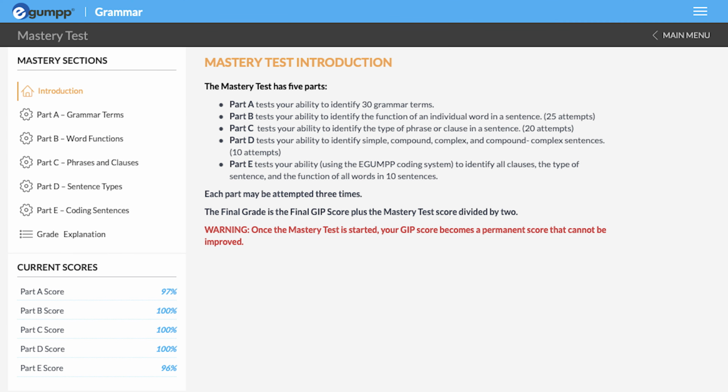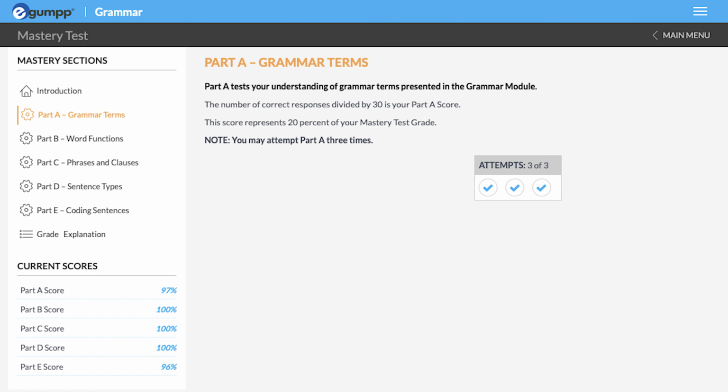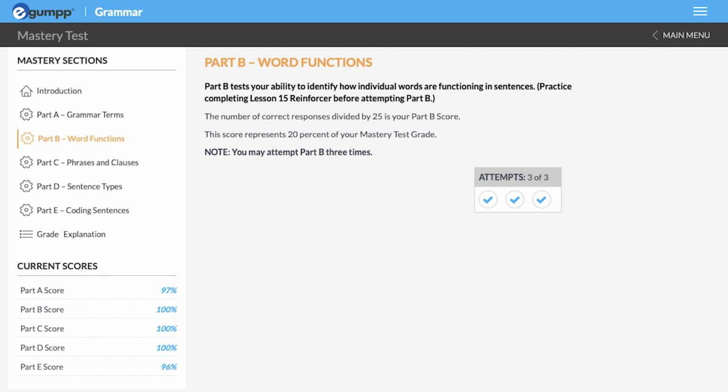The Mastery Test has 5 parts. Part A tests your ability to identify 30 grammar terms. Part B tests your ability to identify how individual words are functioning in a sentence. Practice completing the Lesson 15 reinforcer before attempting Part B. Part C tests your ability to identify different types of phrases and clauses in sentences. Practice completing the Lesson 14 and the Lesson 19 reinforcer before attempting Part C.